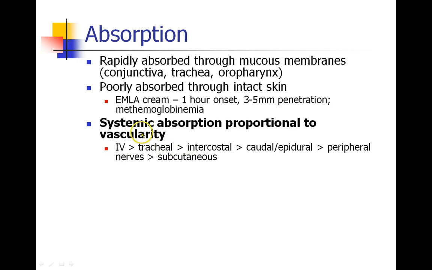After that, as we apply local anesthetic to the trachea or in the intercostal space where those nerves are right next to blood vessels, we have a pretty high risk of developing local anesthetic absorption. And as we move down this spectrum, we finally get to subcutaneous, which is much more poorly vascularized, and the risk of developing local anesthetic absorption into the systemic bloodstream is much lower with a subcutaneous or even a peripheral nerve administration.